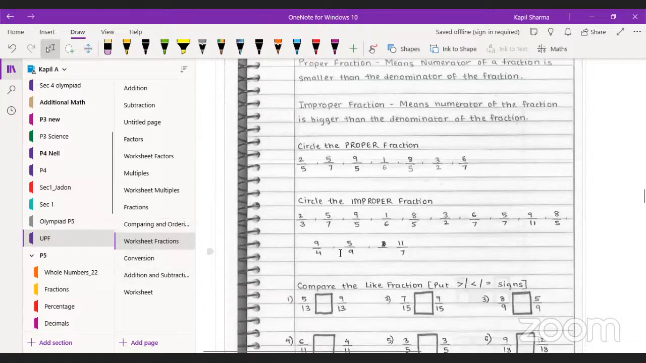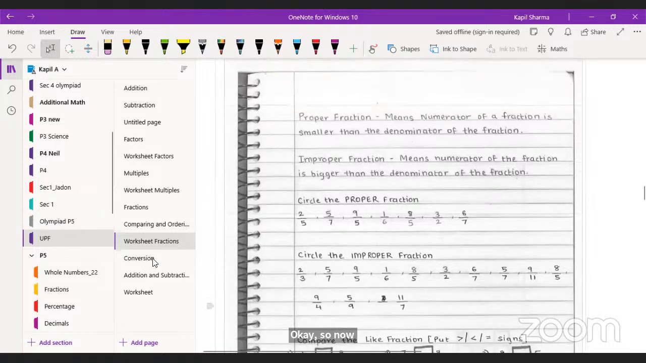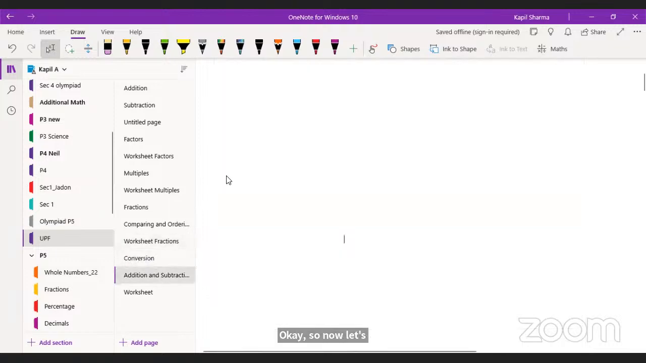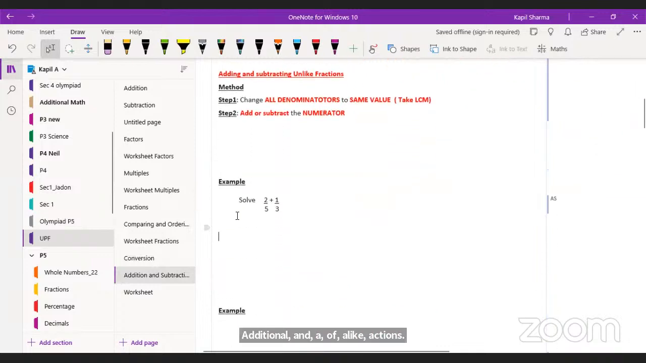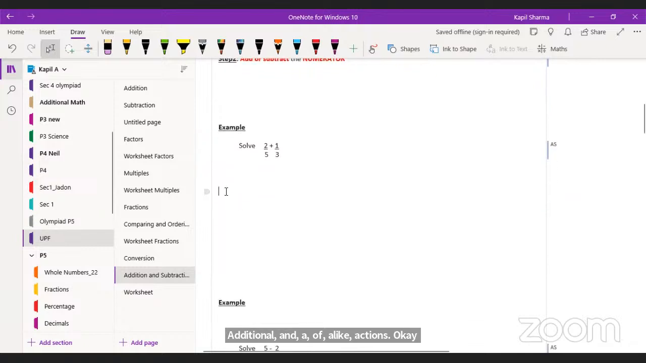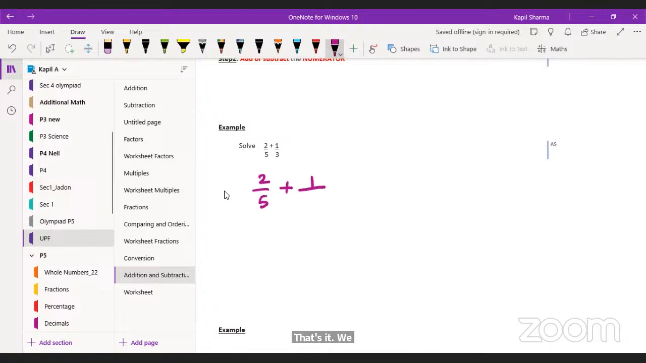Okay, so now let's discuss addition and subtraction of unlike fractions. Okay. So how do we add unlike fractions? Anyone? Let's say we have 2 over 5 and 1 over 3. Okay. So here you can see that the denominators are different. So you can't simply add the numerators. So what do we do in such cases?